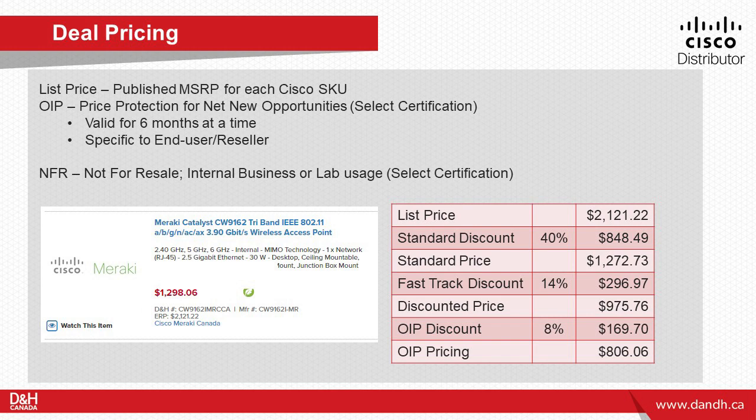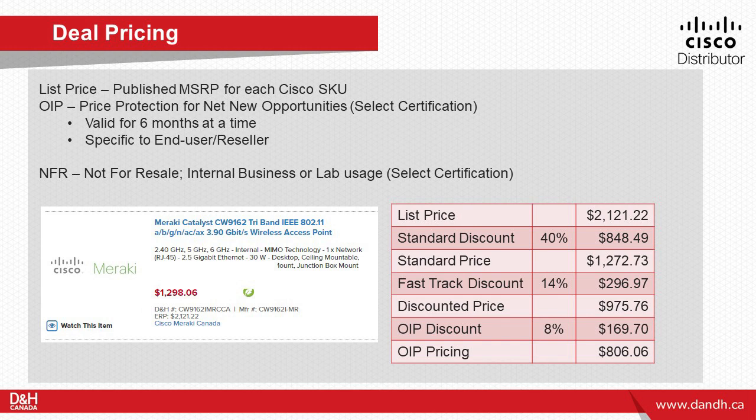OIP stands for Opportunity Incentive Program. This is a program that's designed to help you nurture net new opportunities, to help you grow your Cisco practice with a specific end user or specific opportunity on hand. So before you start quoting out, I would even recommend before you start creating the bill of materials, you should actually create a deal in the Cisco portal, which we'll touch on in a little bit. What that allows you to do is actually capture and get OIP on a specific deal.